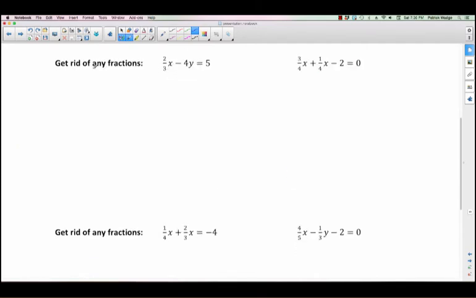Okay, next big thing, get rid of any fractions. So I have a question for you. If I had a fraction like 2 over 3, what whole number could I multiply that by to get rid of the fraction? It has to be a whole number. Okay, well, 1 doesn't work. 2/3 times 1 just keeps you at 2/3. How about times 2? No, because remember, that's the same as 2 over 1. You'd get 4 over 3, so that doesn't work.